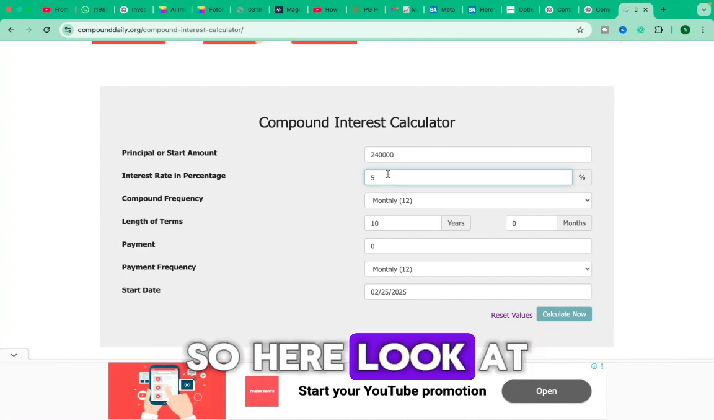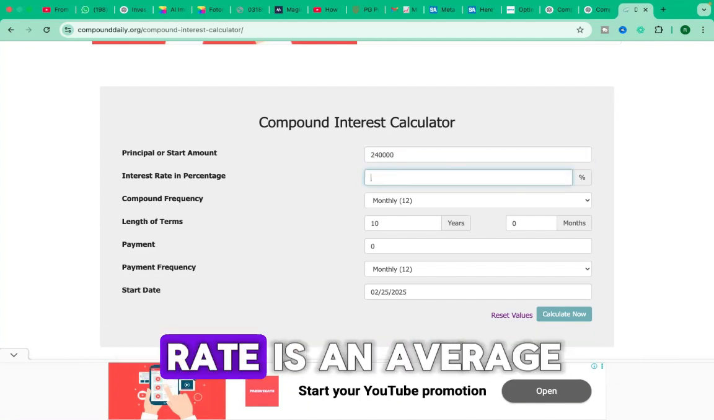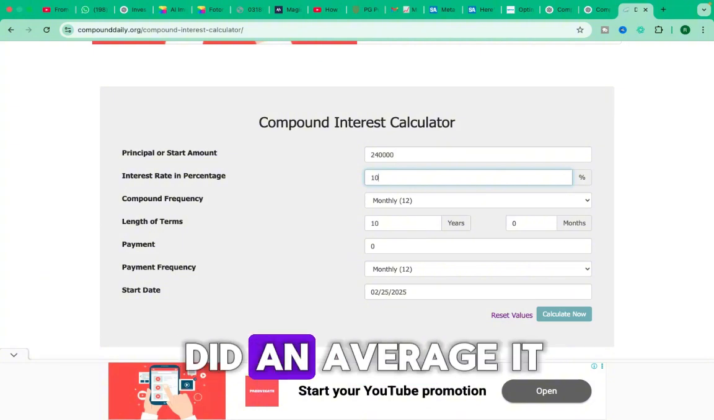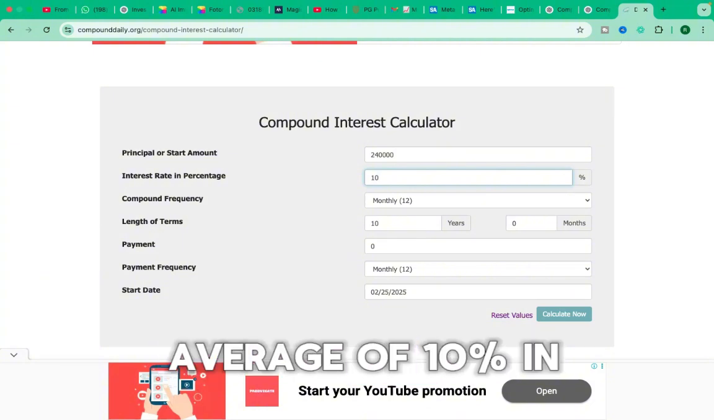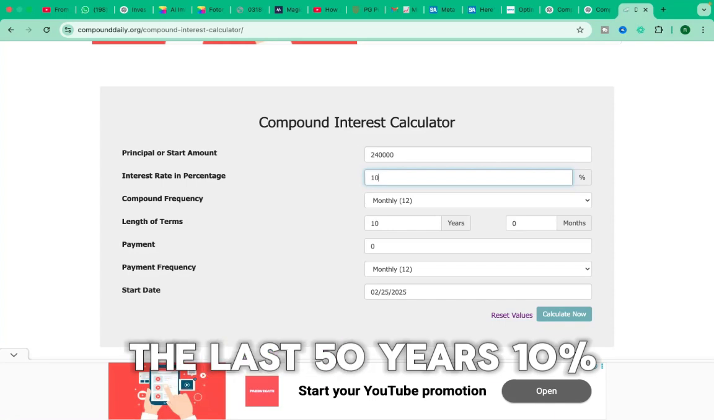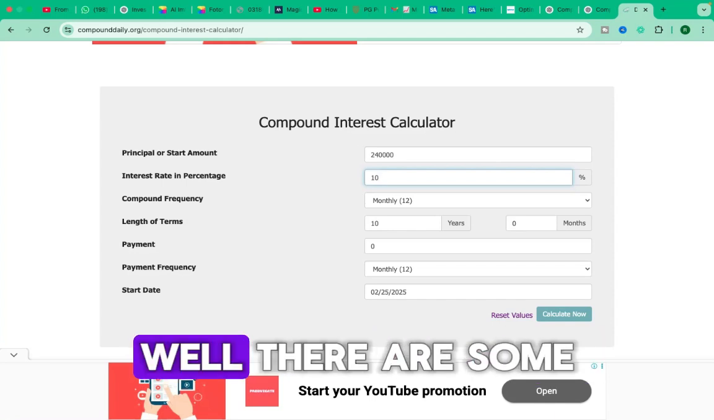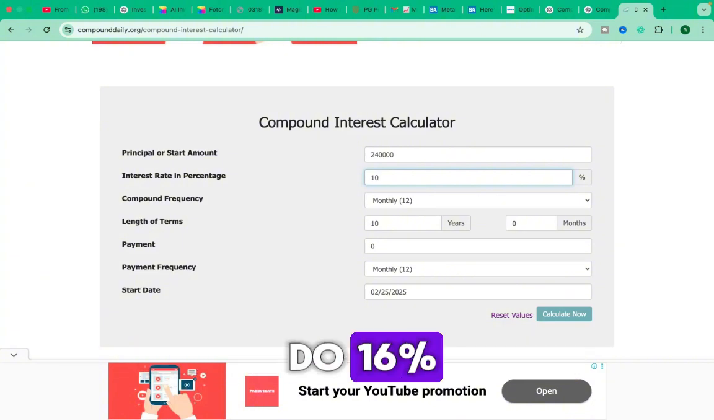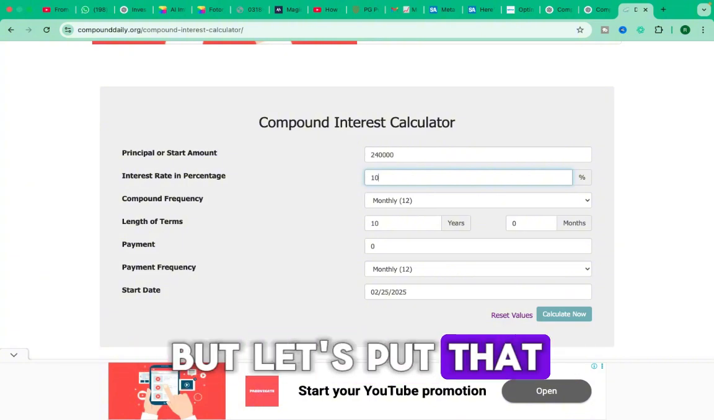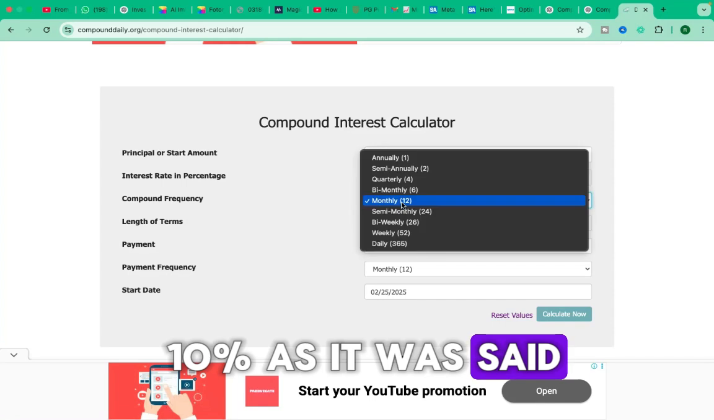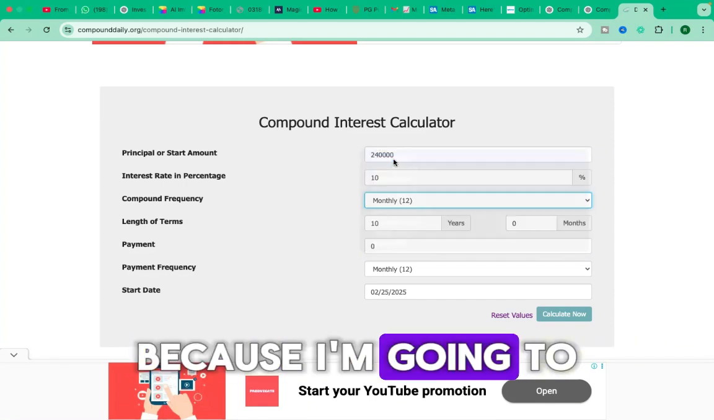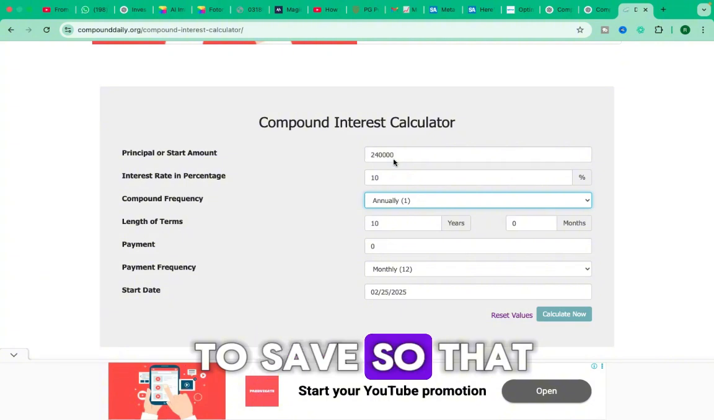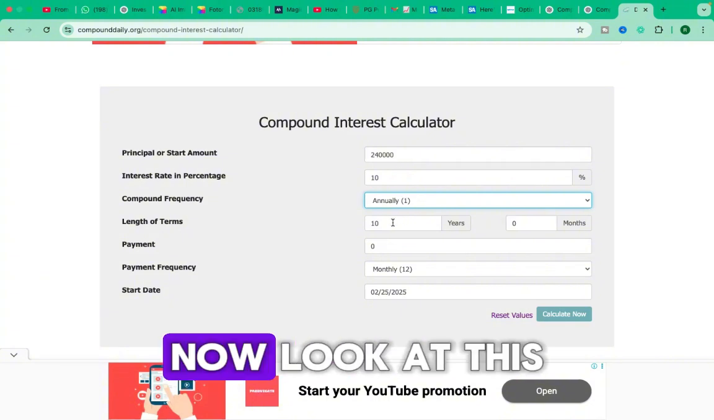So let's assume the interest rate is an average of 10%. The S&P 500 has done an average of 10% in the last 50 years. Well, there are some months that it will do 20-something percent, some months it will do 16%, but let's put that 10% as it was said. Now, annually, because I'm going to be injecting every month, I'm using my cooperative to save so that I can invest.